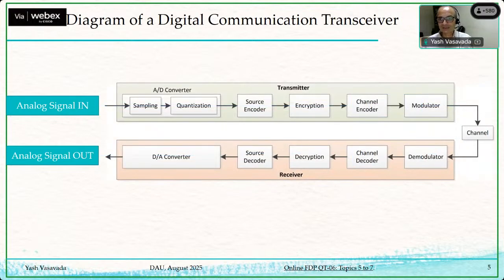For a digital communications transceiver, which is your cell phone today, or your internet modem or anything, this is the technique that we have seen is implemented. We have looked at source encoding, we have looked at channel encoding. Now we are going to look at the modulation block.